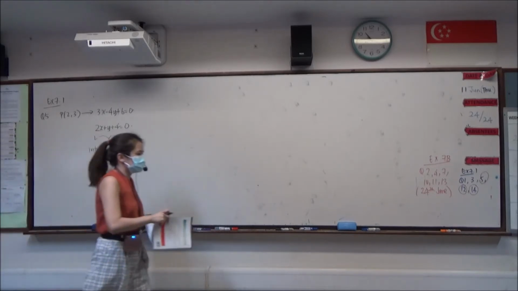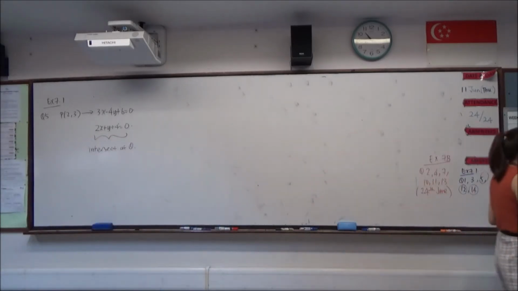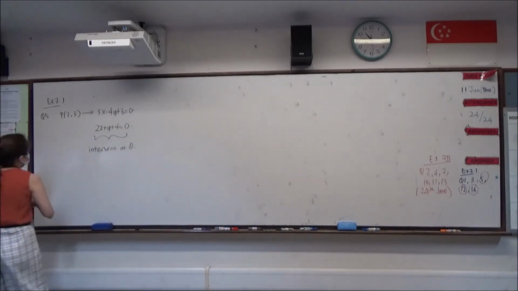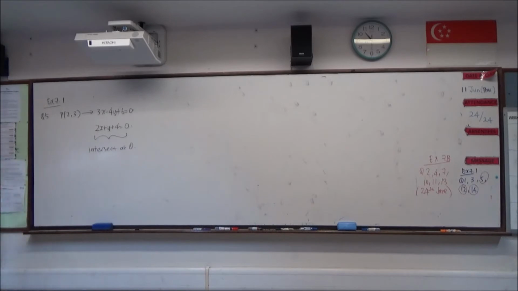Okay? Just to help yourself in understanding the question better for coordinate geometry, what we should do is to actually draw a diagram to facilitate the understanding. The diagram need not be accurate. So even if you draw it wrongly for the gradient and all that, it is fine because we just want to understand the question.